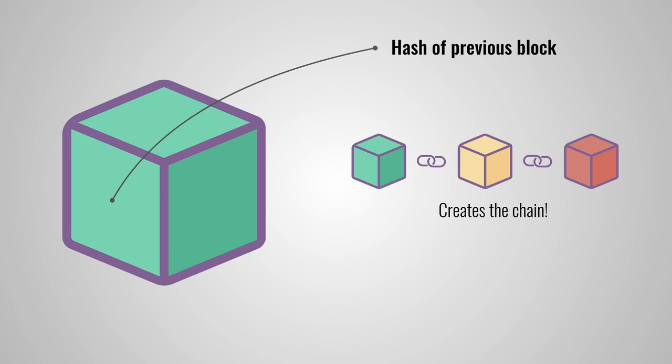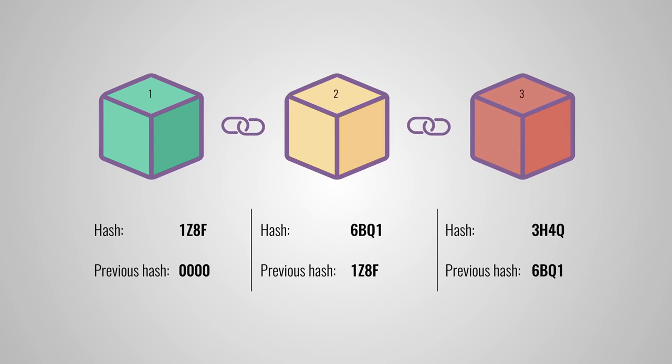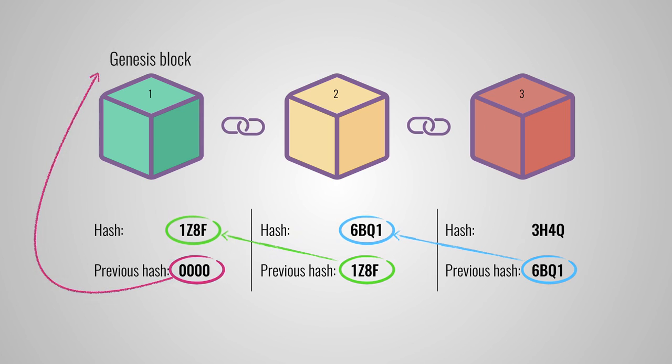Let's take an example. Here we have a chain of 3 blocks. As you can see, each block has a hash and the hash of the previous block. So block number 3 points to block number 2, and number 2 points to number 1. Now the first block is a bit special. It cannot point to previous blocks because, well, it's the first one. We call this block the Genesis block.